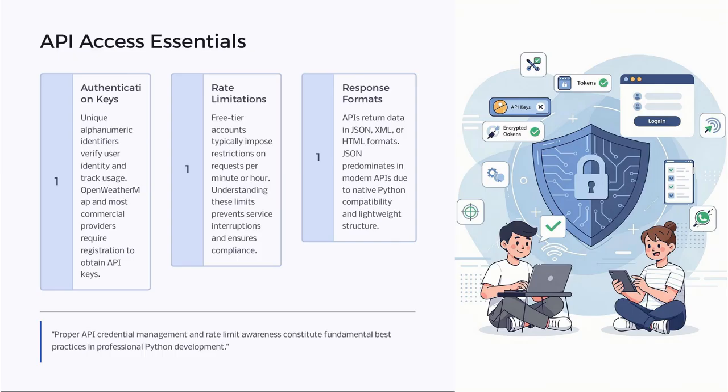Authentication keys are crucial for verifying user identity and tracking API usage. Most providers, like OpenWeatherMap, require registration for these keys. Free-tier accounts often have rate limitations, restricting requests per minute or hour. APIs typically return data in JSON, XML, or HTML, with JSON being preferred for its Python compatibility and efficiency.